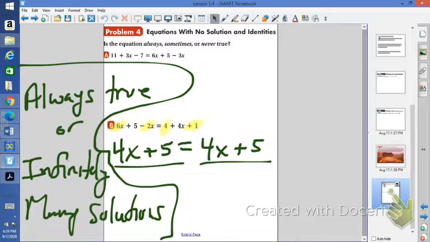Alright, so no matter what you plug in for x, the left hand side is always going to be equal to the right hand side. And again, that's an equation that is always going to be true or has infinitely many solutions. This wraps up 1.4 guided notes.